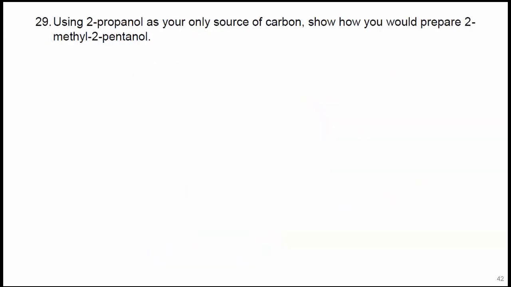All right, here's another synthesis question. Using 2-propanol as your only source of carbon, how would you make 2-methyl-2-pentanol? So 2-propanol looks like that. That's the same as isopropanol, which is rubbing alcohol. And we need to make 2-methyl-2-pentanol. Okay, so we have to make all of our reagents here. Anybody have ideas on how to start with this one?